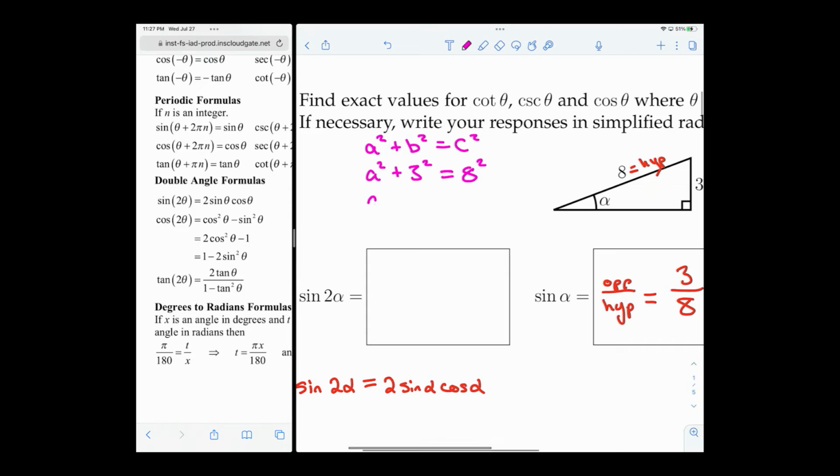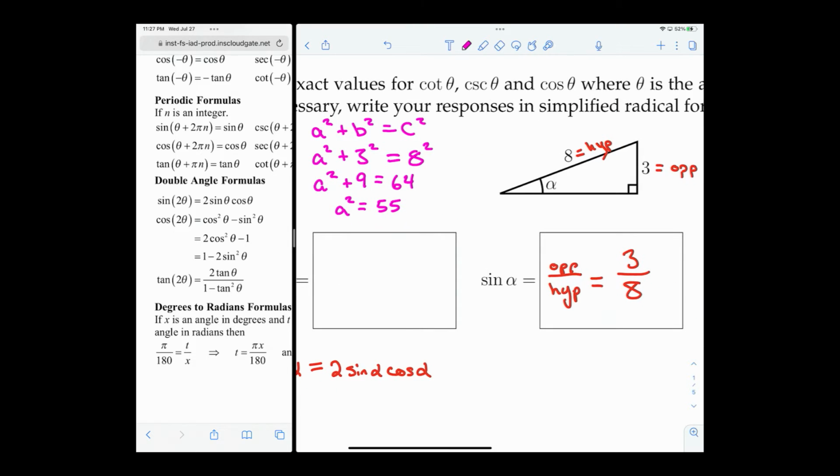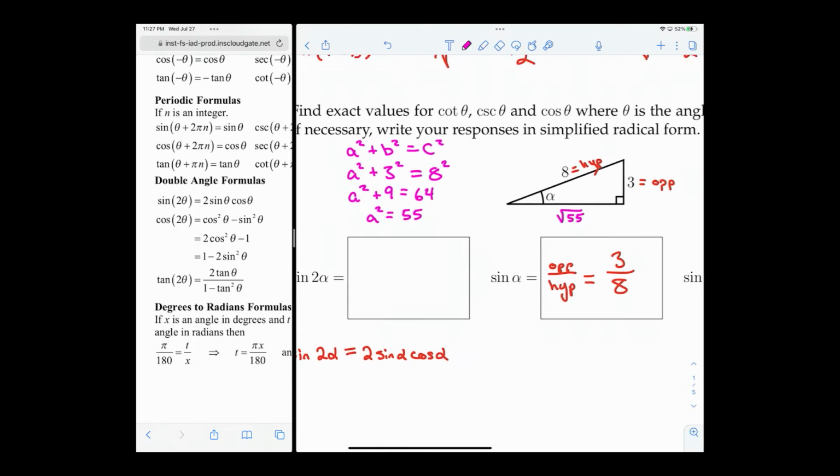So we have a squared plus 9 equals 64. Subtract 9 to the other side. You're going to have a squared equals 64 minus 9, which hopefully is 55. And then that would make this side here square root 55, right? When you square root that to get a. So you get all three sides.